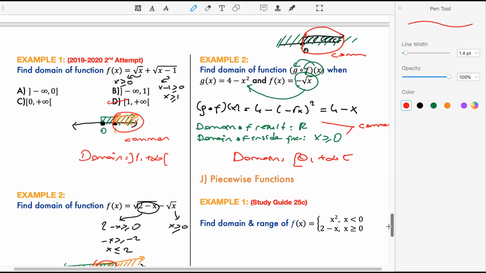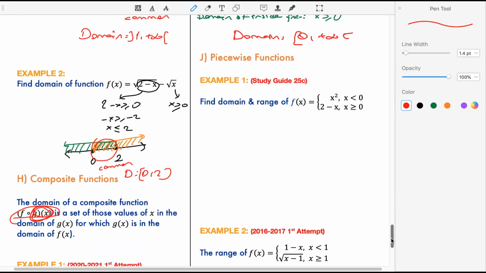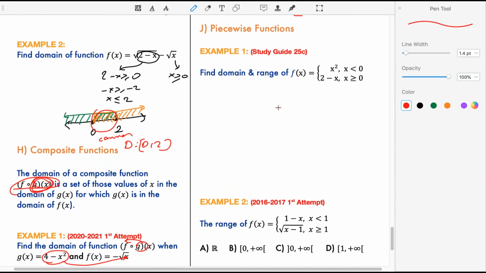All right. Okay, last function finally, piecewise functions. Domain and range of piecewise functions. Study guide 25C. So for domain, I can make a number line. And we have two pieces, two different regions. x is less than 0. 0 is here. Let's shade the left side.